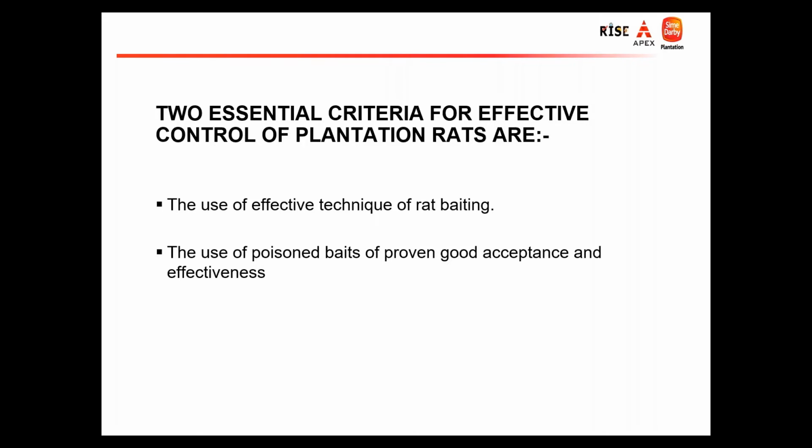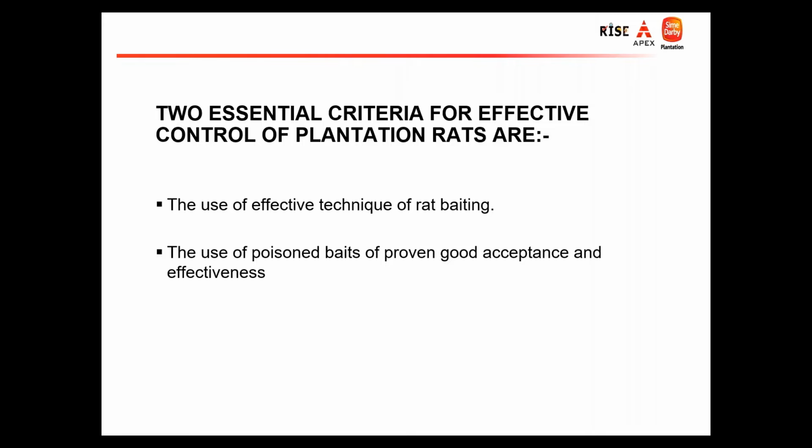You must have both of these. If you have a good technique but you don't have a good rat bait, you can't control. Likewise, if you have a good bait but you don't have a proper technique, you also fail in your control. So these two criteria are very important. I will assume that most of the baits are well accepted by rats and effective. Usually the mistake is in the control technique. So we'll elaborate a little bit on the technique of rat baiting here.